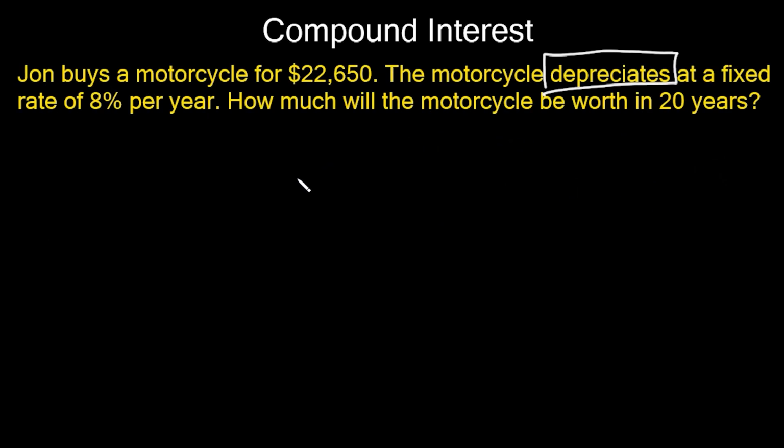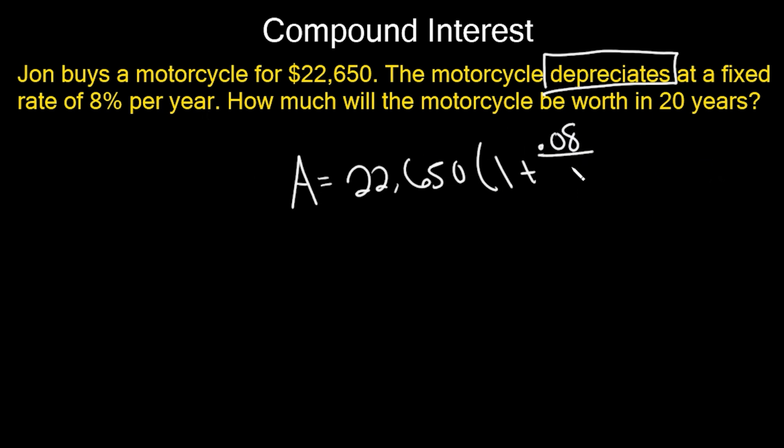And taking a look at it and setting up our formula, we're going to have A is equal to our principal amount, our initial amount. That's going to be 22,650, right? Times 1 plus my rate, which is going to be 8% per year. Now, when I put that in as 0.08, all over the number of times compounded, well, that's going to be 1 because they don't specify how many times it's going to be compounded. So we assume that N will be 1 here. So N is 1. And then all to the power of N times T. Now N is 1 and T will be 20.